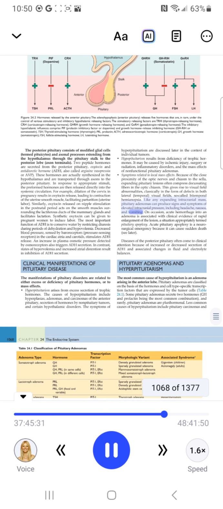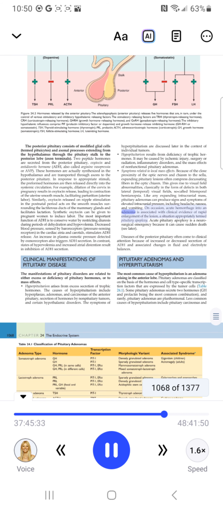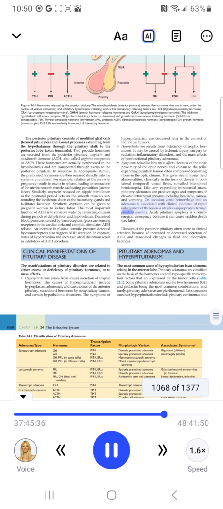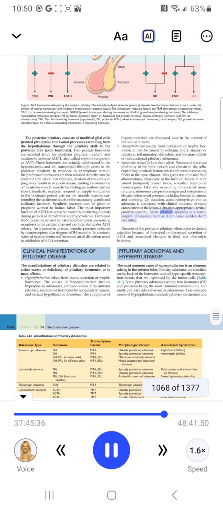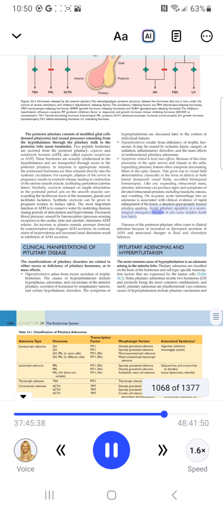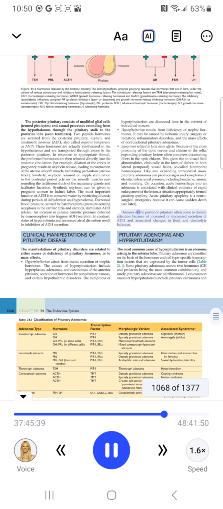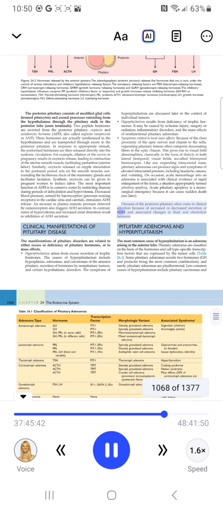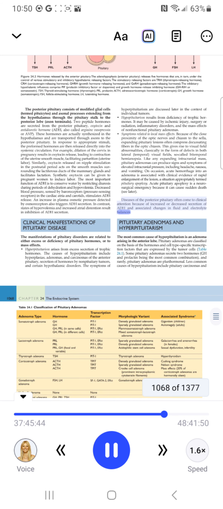On occasion, acute hemorrhage into an adenoma is associated with clinical evidence of rapid enlargement of the lesion, a situation appropriately termed pituitary apoplexy. Acute pituitary apoplexy is a neurosurgical emergency because it can cause sudden death. See later. Diseases of the posterior pituitary often come to clinical attention because of increased or decreased secretion of ADH and associated changes in fluid and electrolyte balances.